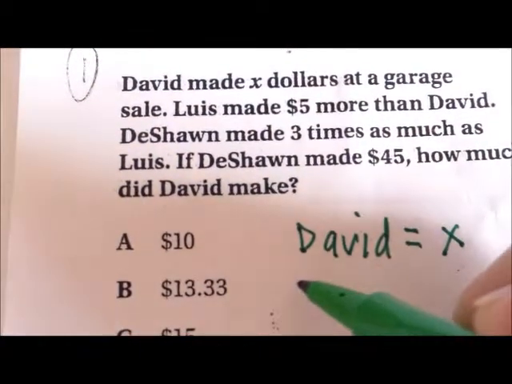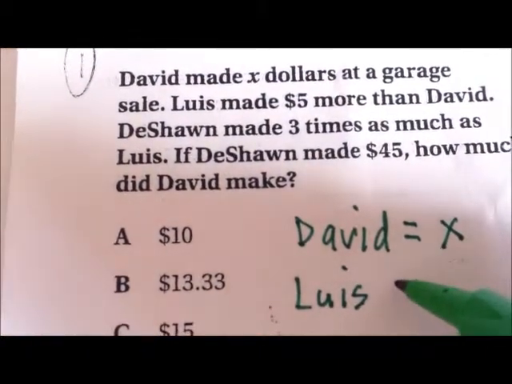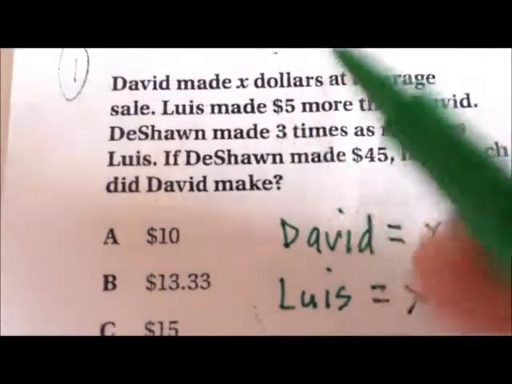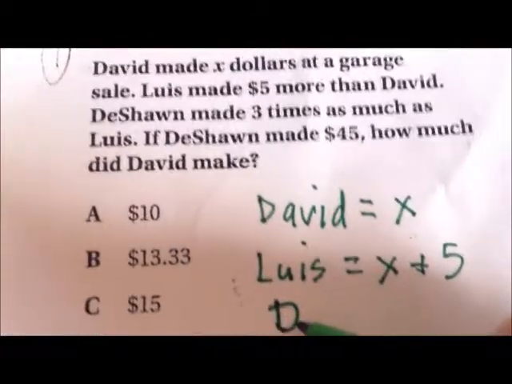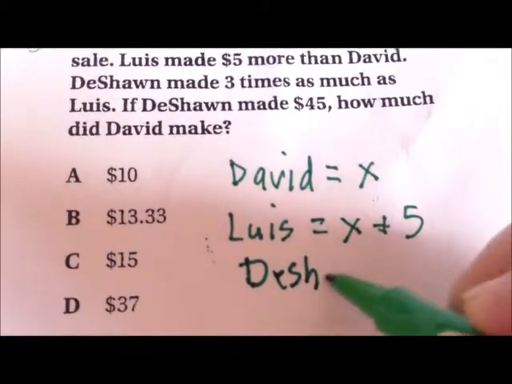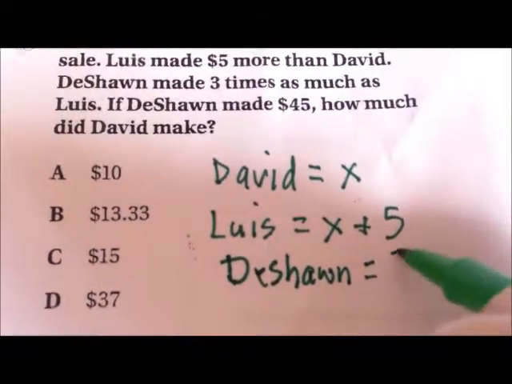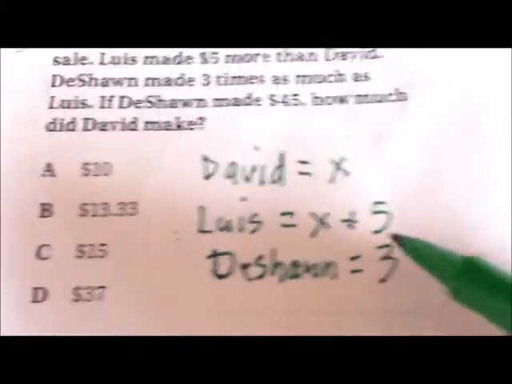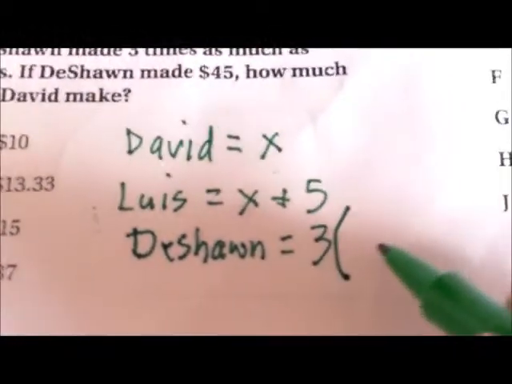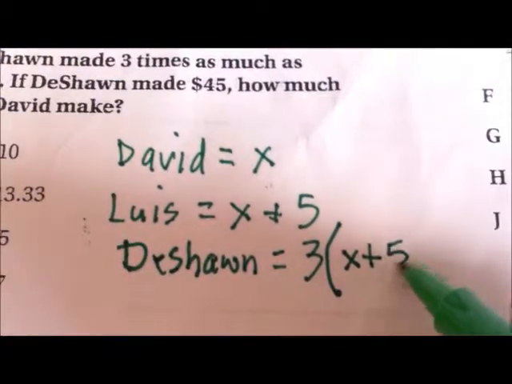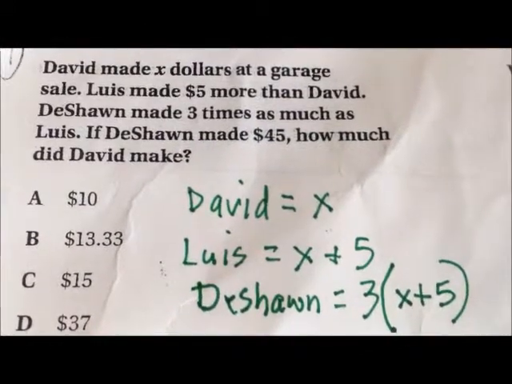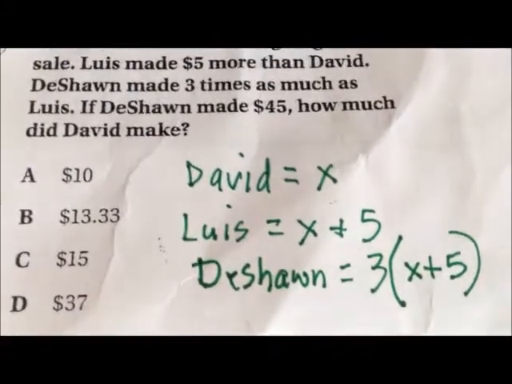Luis made 5 more than David, so Luis made how much David made plus $5 more. And Deshawn made 3 times as much as Luis. Well, if he made 3 times as much as Luis, that means he made 3 times this amount here, and I'm going to put it in parentheses because you have to multiply that 3 times the entire amount that Luis made. Okay, so we got David, Luis, and Deshawn.